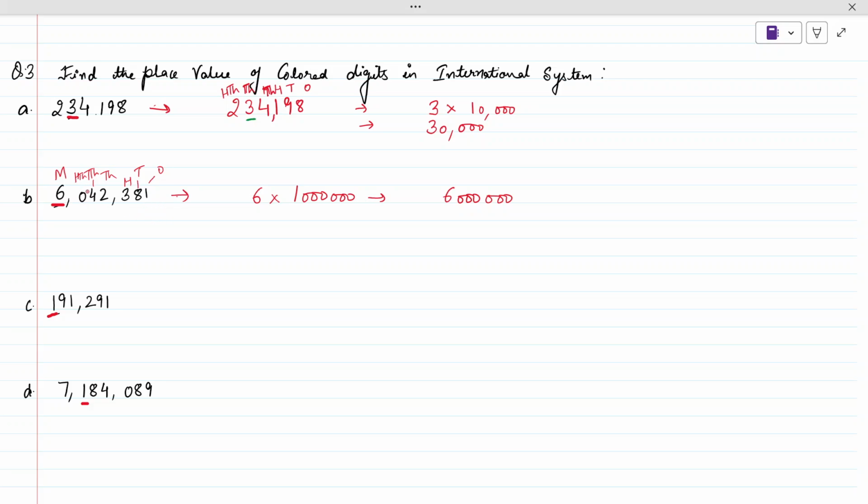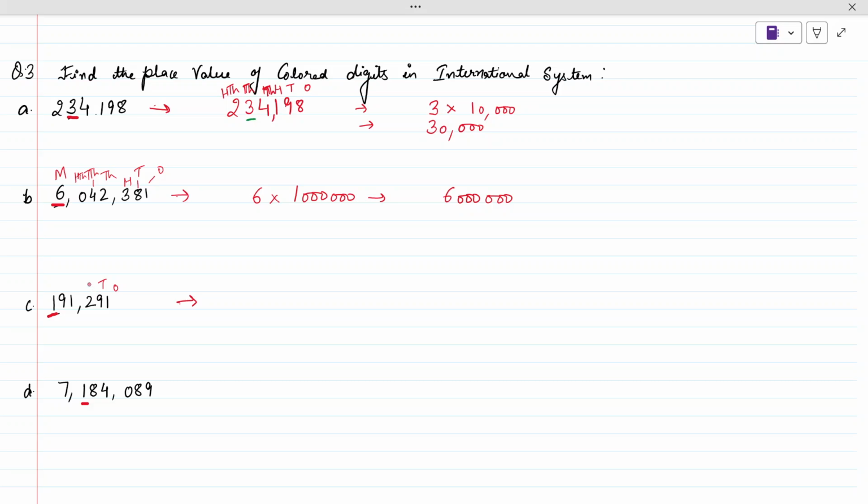Because at the 100 place there is 0, so we will say it as 6,42,381, and the place value of 6 here will be 6 millions because 6 is present at the millions place, and for million we have to multiply this by 6 zeros. Okay, moving to next. So in this number, again it is very easy.